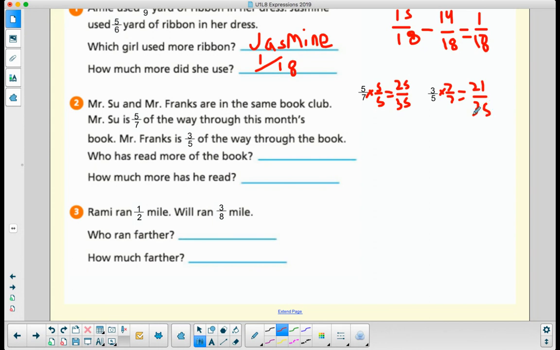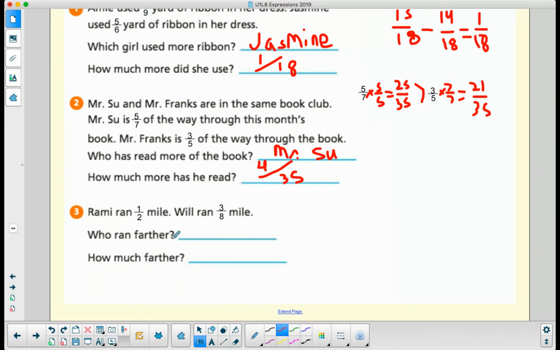Now it's easy to compare. Having 25/35ths is greater than having 21/35ths. So whoever had 5/7 is Mr. Sue. And then again, I think this should be mental math. 25/35ths subtract 21/35ths. If I have 25 of anything and I subtract 21 from them, I'm going to have 4 left. In this case, I have 4 what's left? I have 4/35ths.